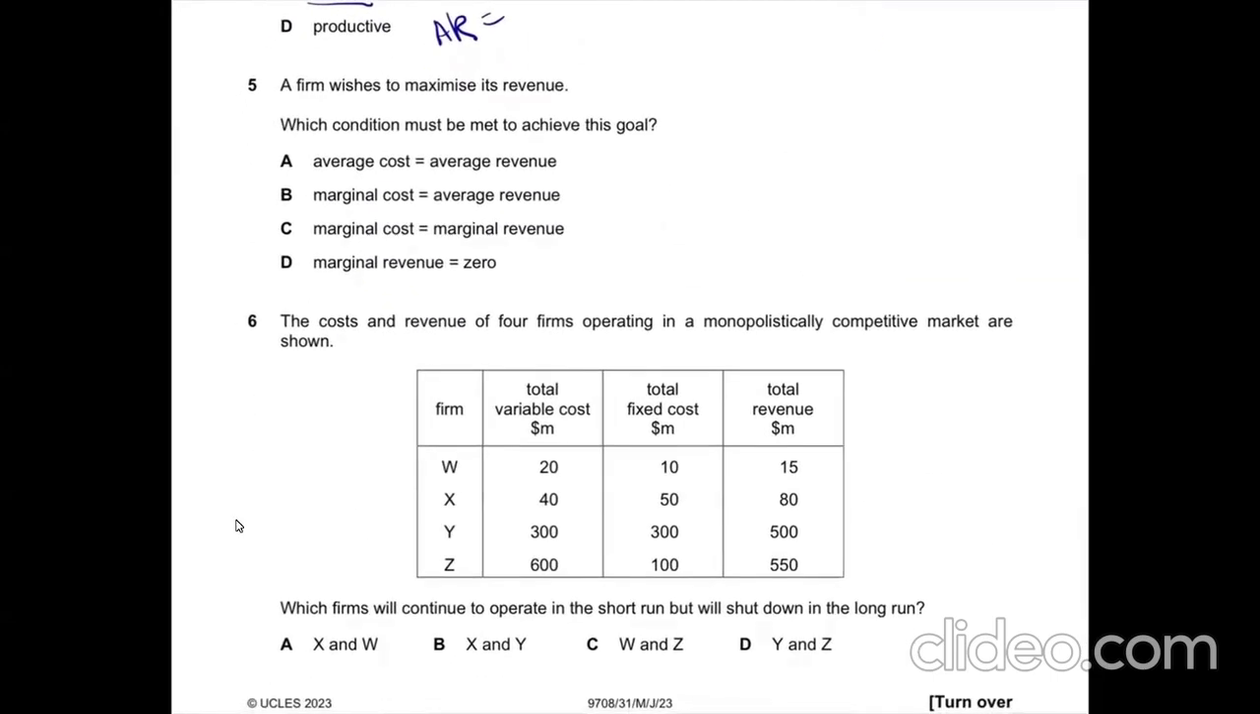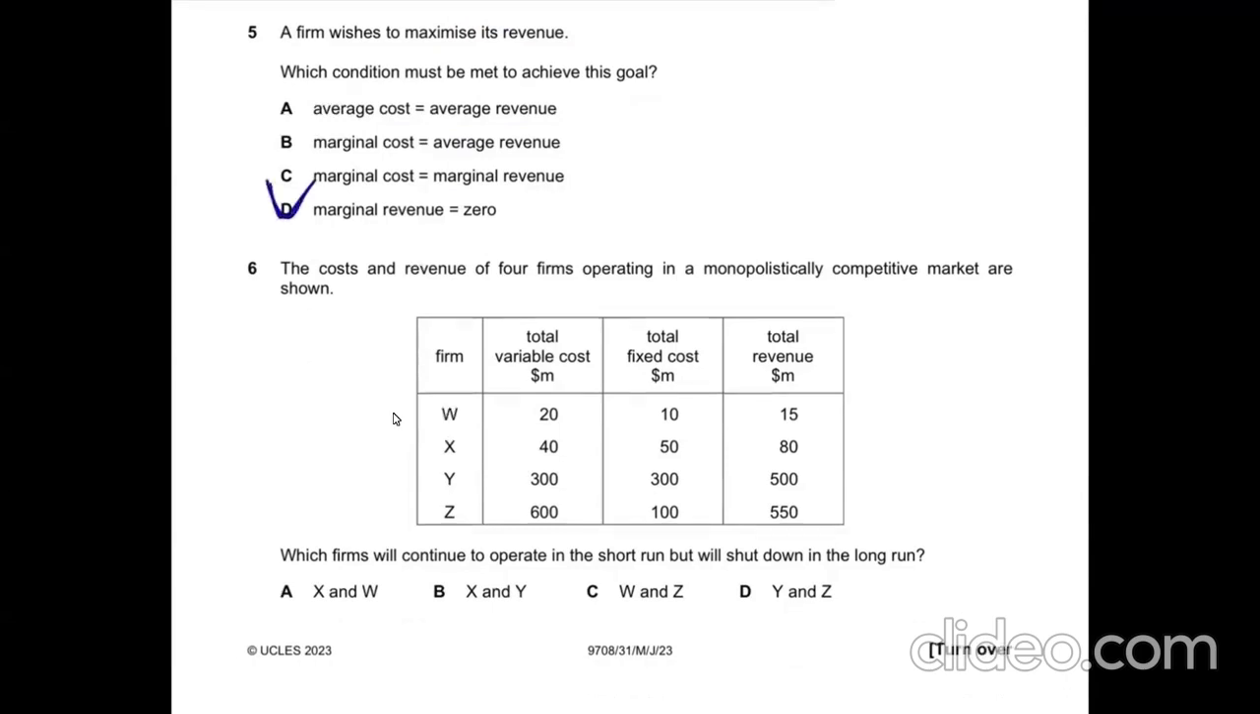Question 5. A firm wishes to maximize its revenue. Which condition must be met to achieve this goal? The revenue maximizing goal is found at the point where marginal revenue hits 0. So the simple answer, B.